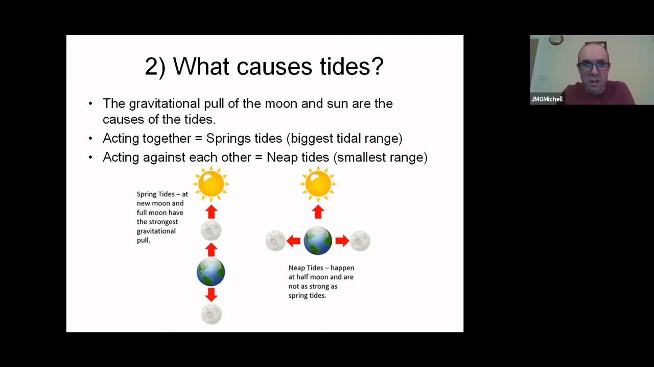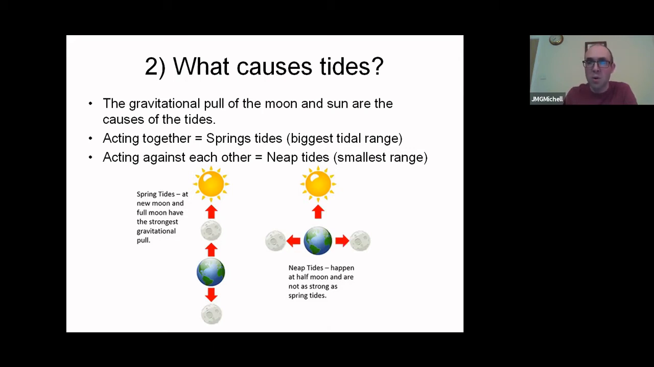So what causes the tide? So again, at its very basic, and John will add in a sprinkling of science, the gravitational pull of the moon and the sun are what cause the tide. And when they're acting together, you get spring tide. So you'll hear sailors talk about springs and neaps. Spring tide is when you have the biggest tidal range between low water and high water. And then when the sun and the moon are acting against each other in terms of gravitational pull, you've got neap tides, which is the smallest water range between low water and high water.